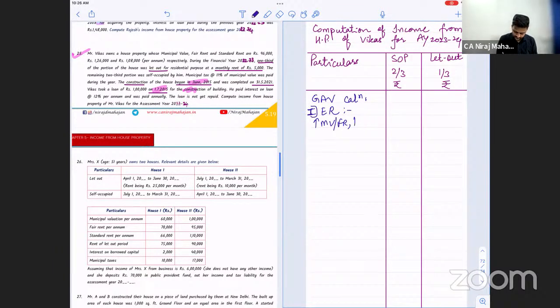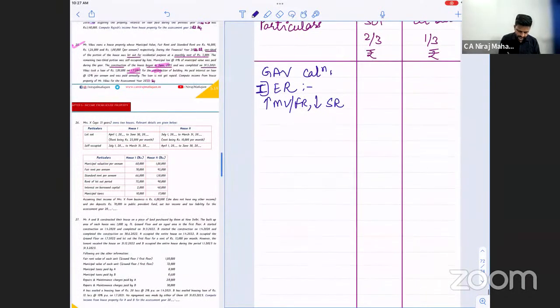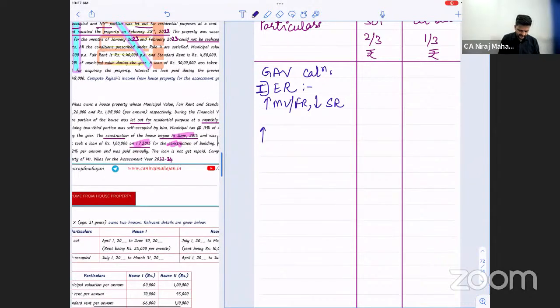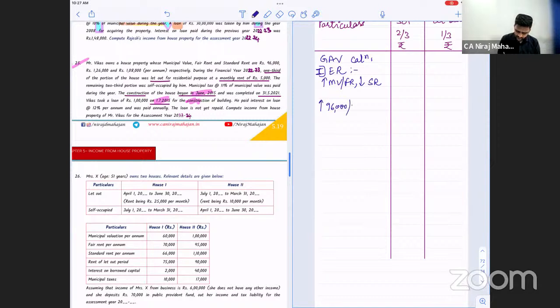Yes, all of you? Ready? We'll go ahead, everybody. Chalo. The figures are given to you. Higher of municipal valuation is how much? Everything is given in the first sentence. Municipal valuation 96,000. Fair rent 1,26,000.